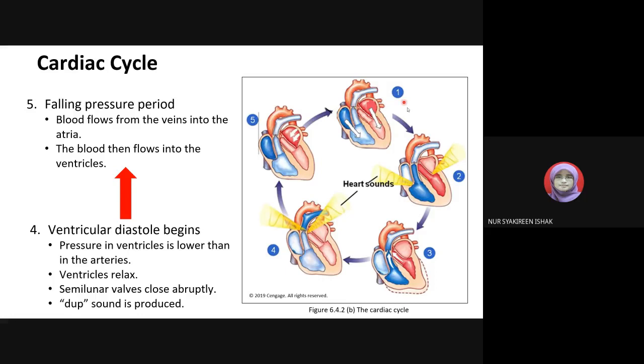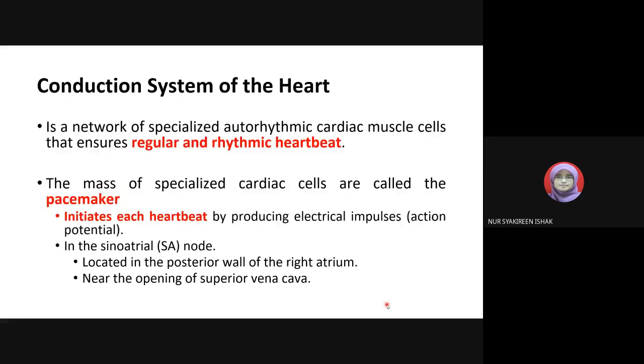So altogether, the five phases here comprise the cardiac cycle that took about 0.8 second altogether. Okay. So next is the conduction system of the heart.